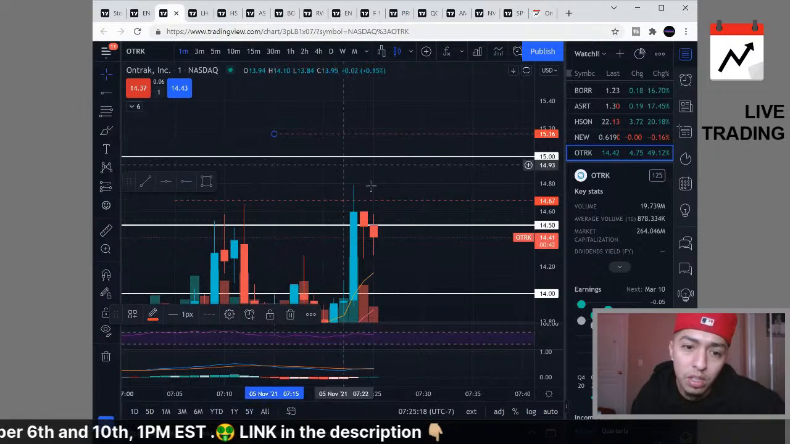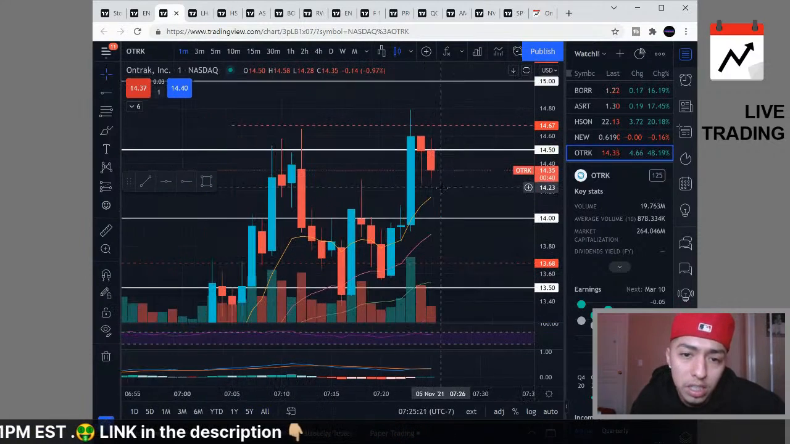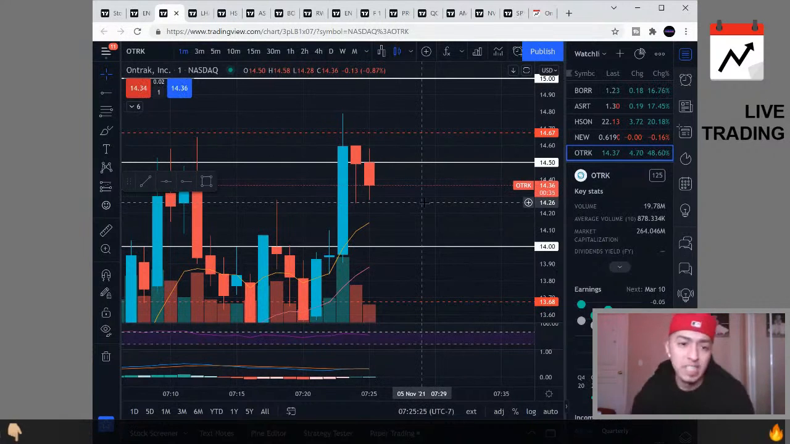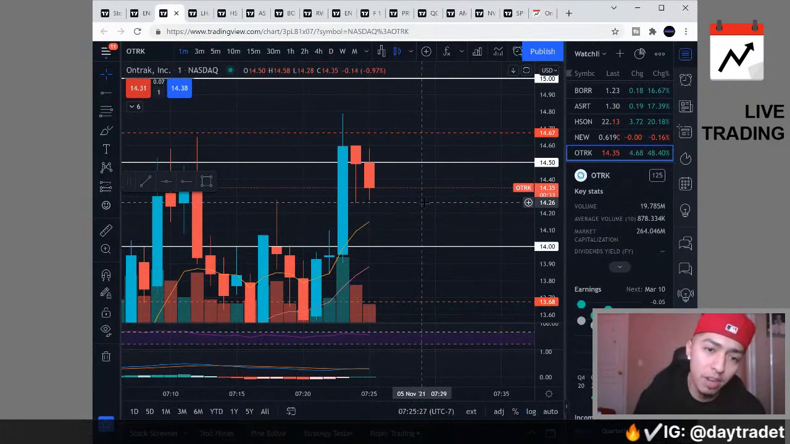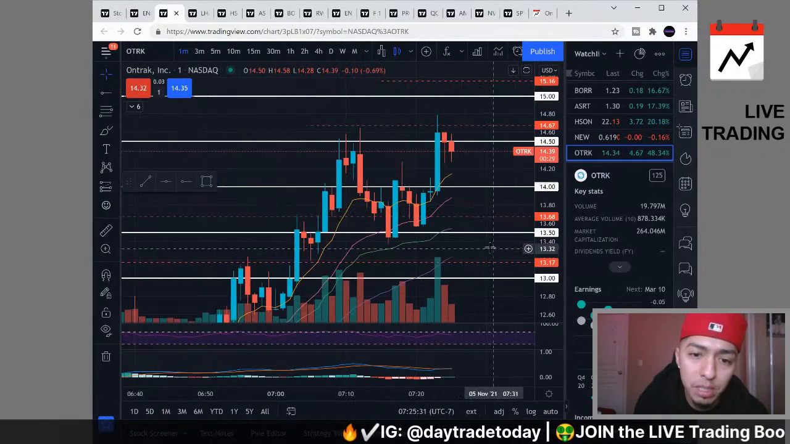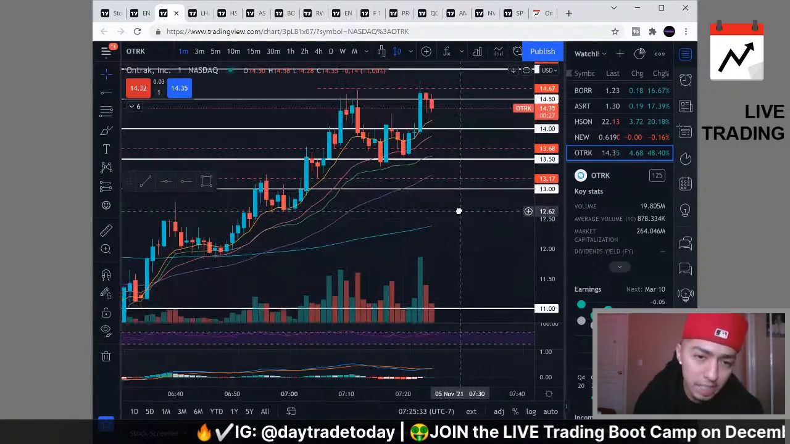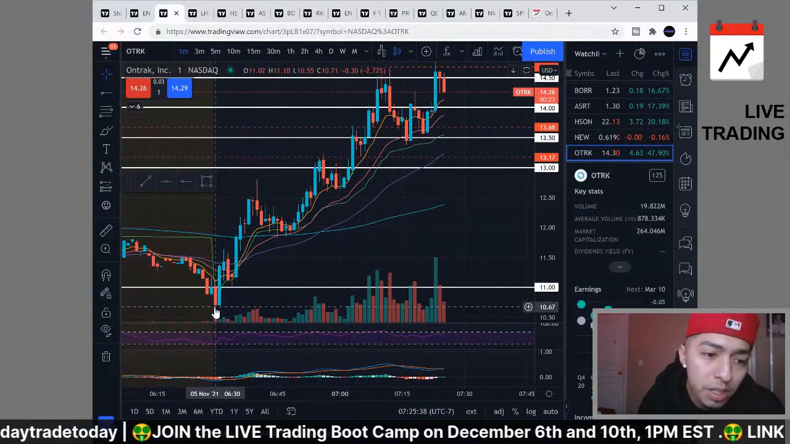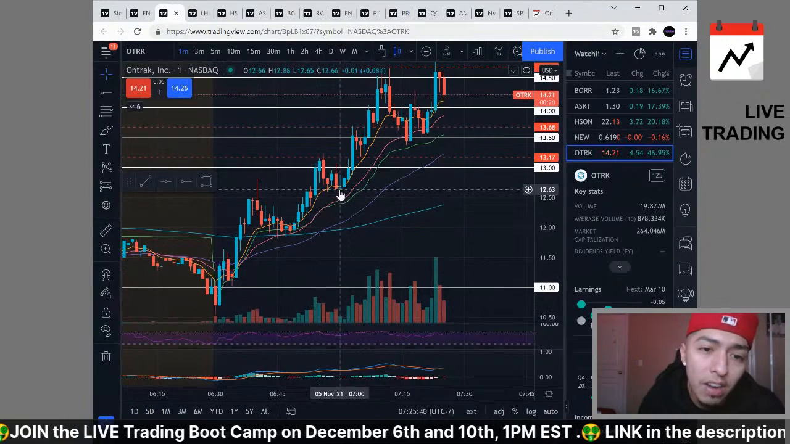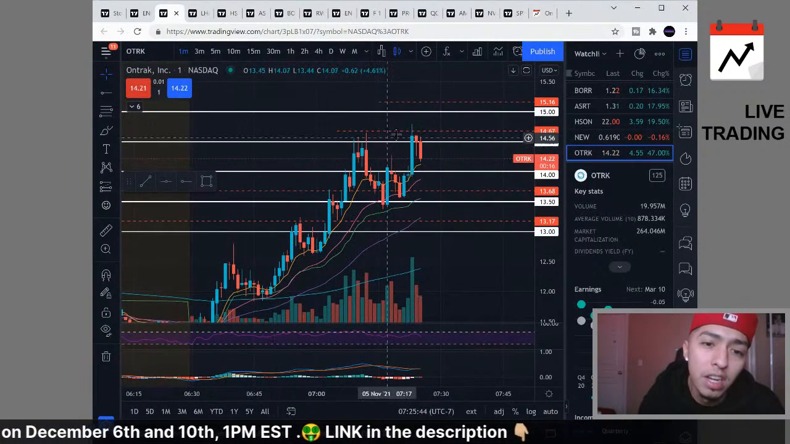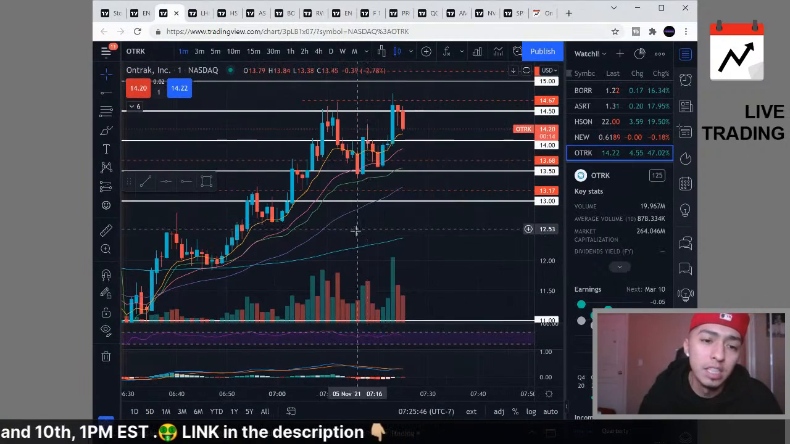So this is not looking so good, OTRK. It's still kind of in indecisive mode right now. So just kind of wait. But let me get a bigger picture of it. It does look good though, because as you can see, since market open, we're creating higher lows and higher highs, right? So that's a bullish sign.